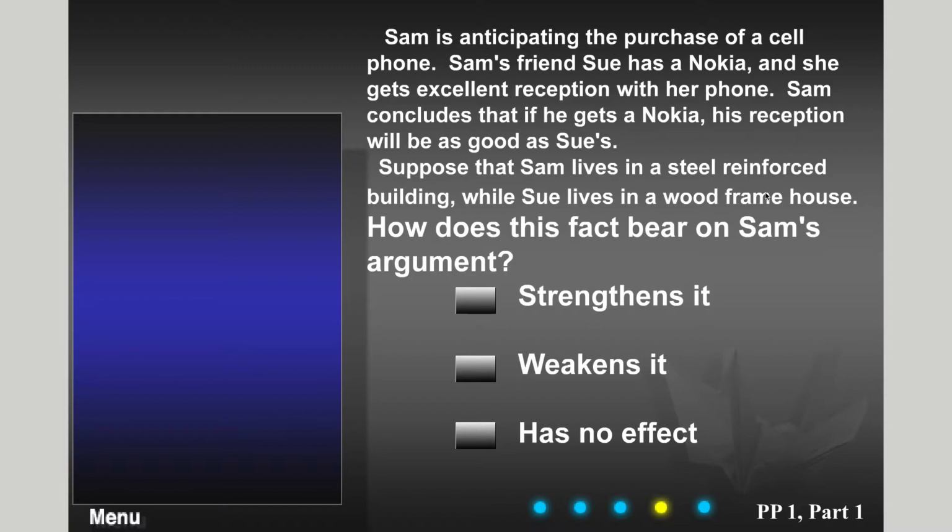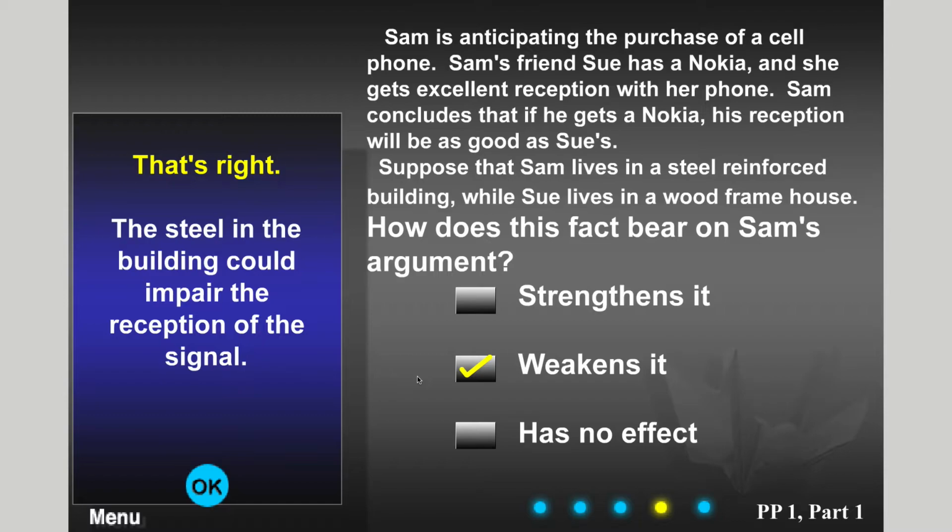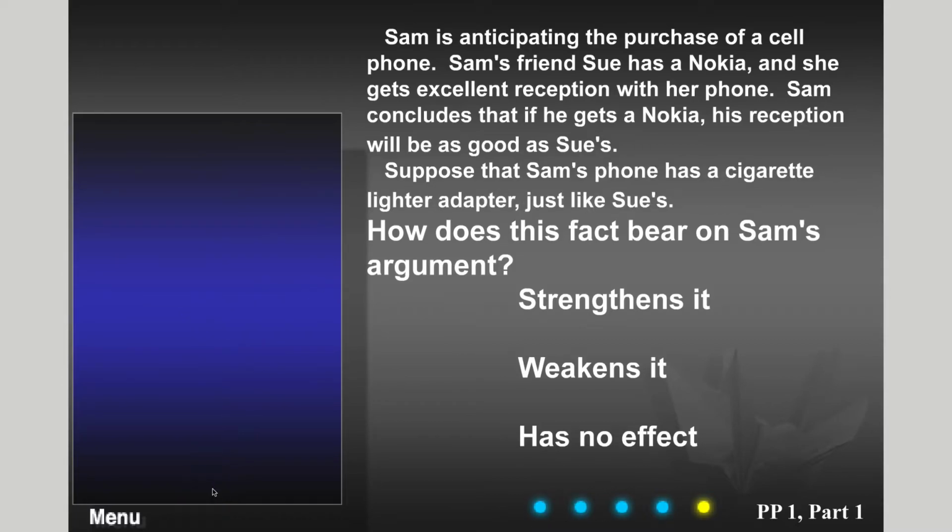In other words, Sue is living in a wood frame house, so that doesn't generally have too much of an effect on cell phone reception, especially when we're up to LG, LTE, and so on, right? So it should weaken it, right? The steel building could impair the reception of our signal, right? We know that. Anybody who stepped into a certain building or goes underground or goes to certain parts of the campus knows that you can actually lose reception depending on where you are. Okay? And so these are, again, the types of questions that you get in the homework.